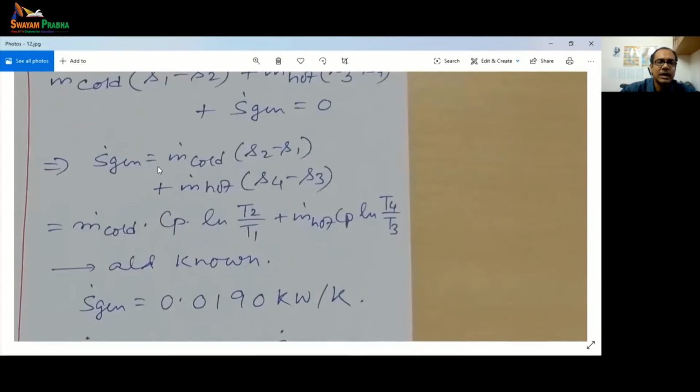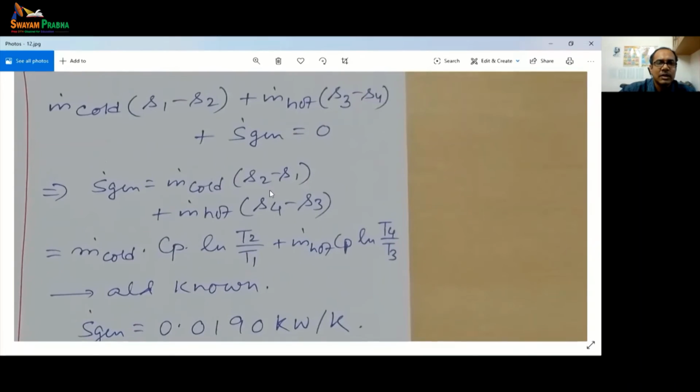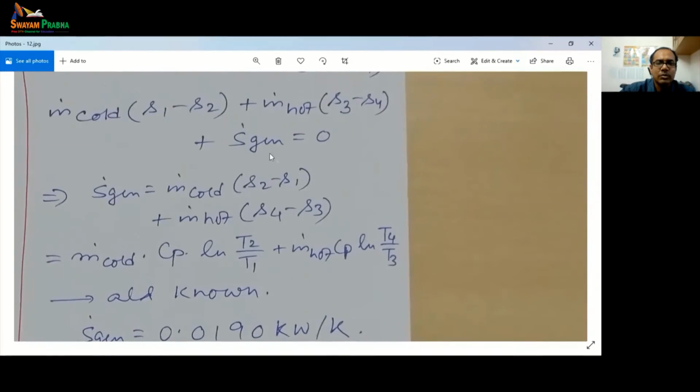So if we bring the generation term to one side, then you can find out that m dot cold into, please note the change in sign. This was S1 minus S2 and it went to the other side of the equality sign, so it became S2 minus S1. Similarly, this became S4 minus S3 from the S3 minus S4.